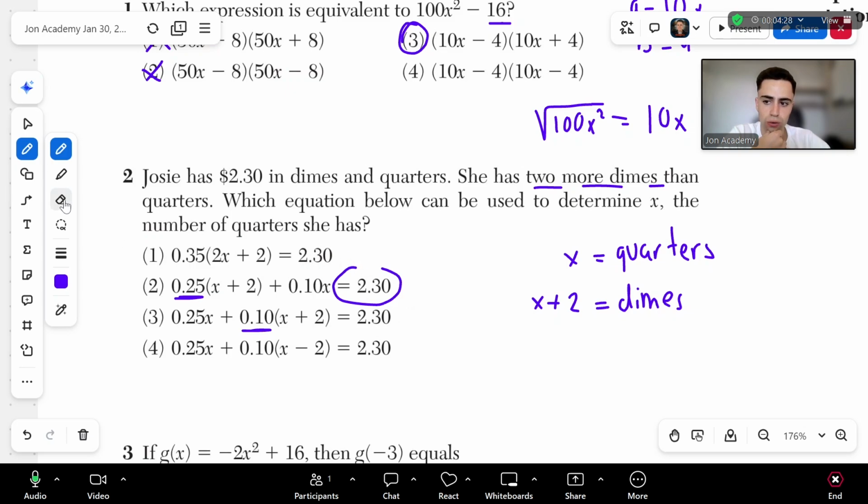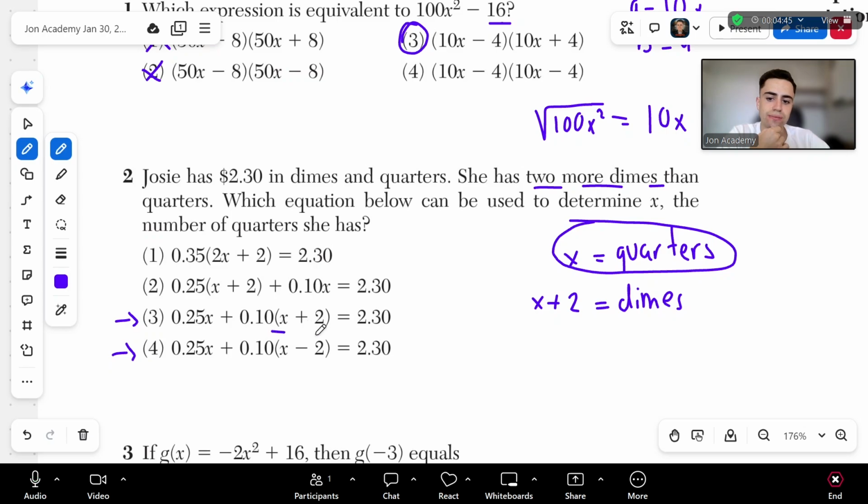That happens in all 4 equations. So let's see, 0.25 times x, because x is the number of quarters, that happens in number 3 and 4 only. And 0.10 times x plus 2, because there were more dimes than quarters. Therefore, it's going to be the third option here.